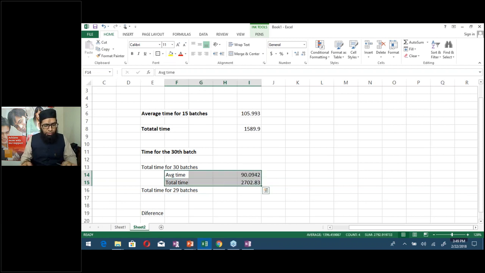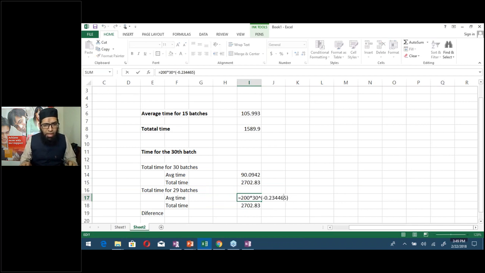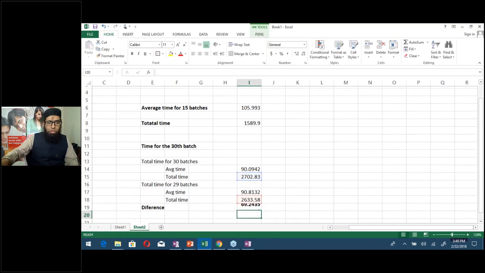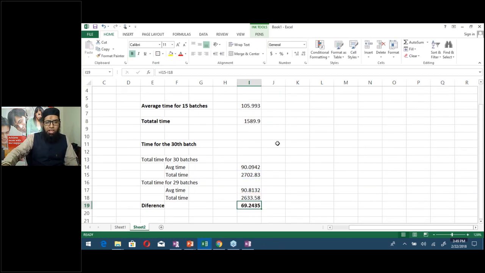Similarly, we can calculate it for 29 units. So what I have done is I have copied and pasted it, and I will change its value. Instead of 30, this will be 29, and this will also be 29 instead of 30. Now, the time for the 30th batch will be the total time for 30 batches minus the total time for 29 batches. So the 30th batch will take 69.2435 hours. Yes, Abid, it is correct, 69.24 hours.